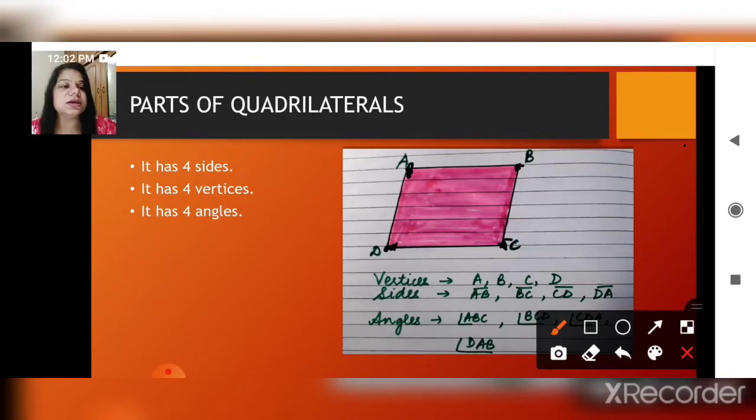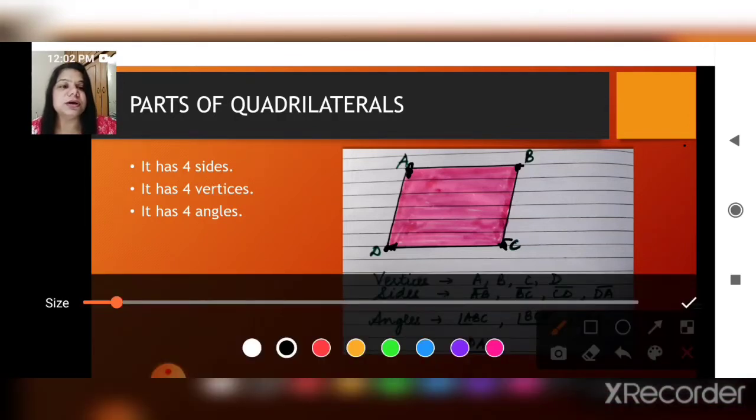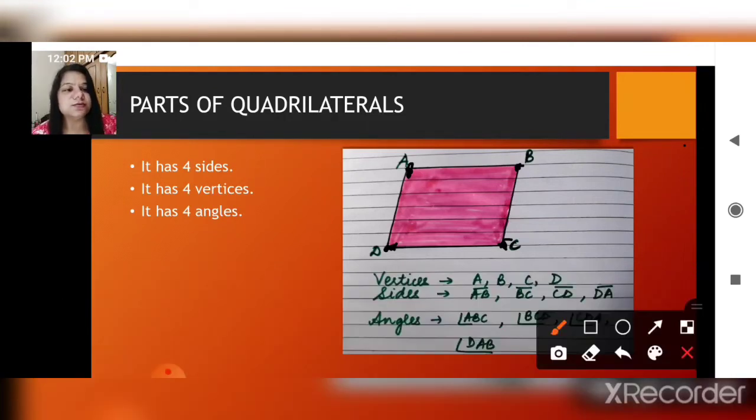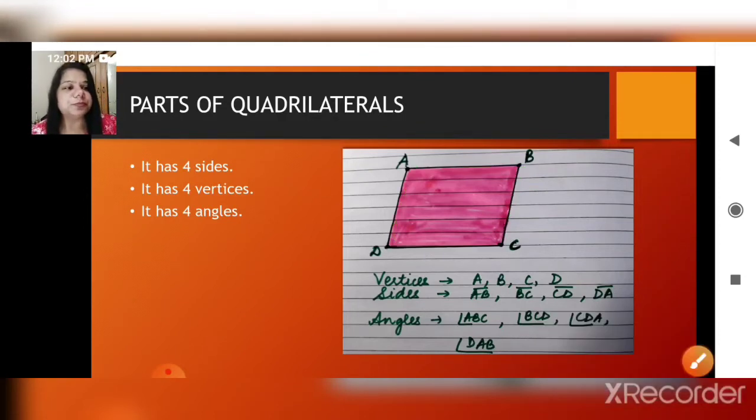Now what are the sides of the quadrilateral? I am going to mark the sides of the quadrilateral now. So just see what are the sides of the quadrilateral. You can check. The first one is AB. Then the next line segment which is forming this polygon is BC, next is CD, and last is AD or DA, one and the same thing, right?